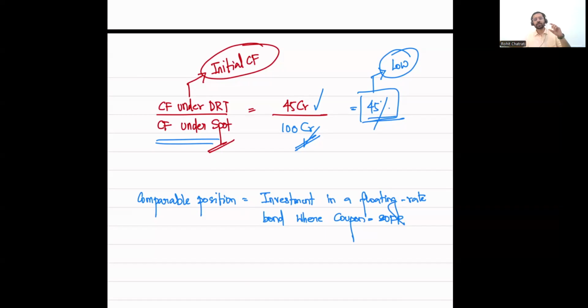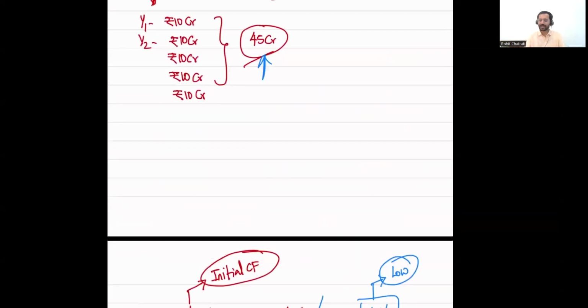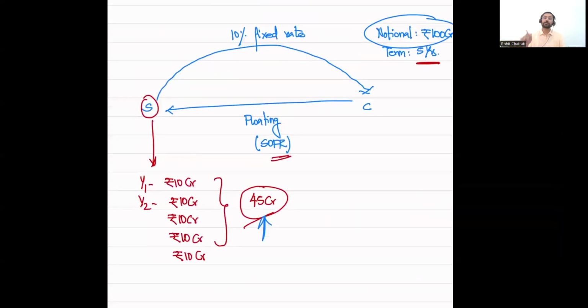All right, to enter into a position, I would have had to actually spend 100 crores. Instead of spending 100 crores on the spot market, I was able to spend only 45 crores under the derivative market, and therefore my initial investment is actually low, and I will be classifying this as a prepaid interest rate swap. This is called a prepaid interest rate swap. This will still be classified as a derivative contract itself.